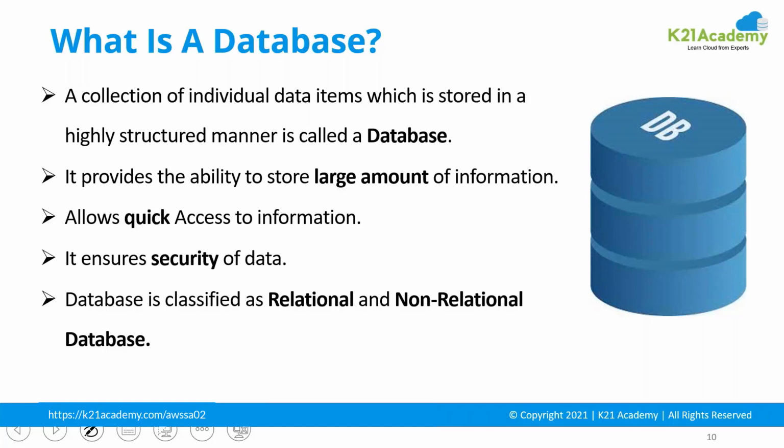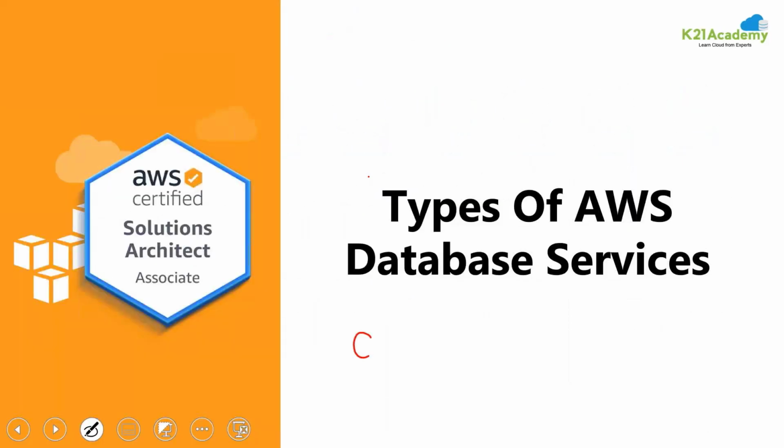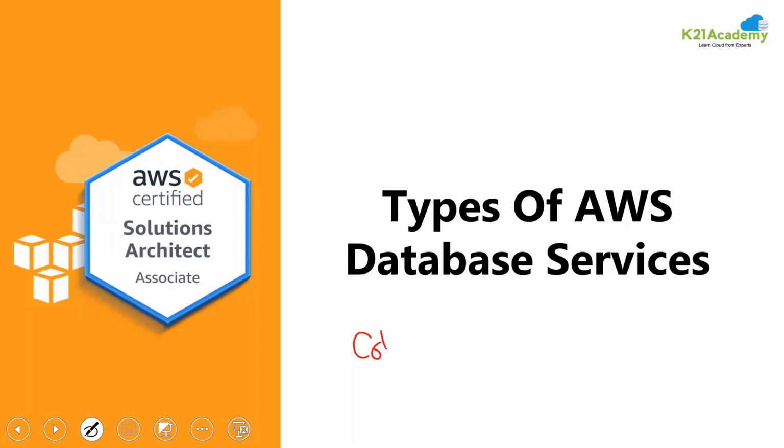Now there are two kinds of databases. First is relational databases, and another is non-relational databases. In general terms, when we started learning about databases, we understood that a database is a collection of tables, right? And what is a table? A table is the structured way in which your data is stored.